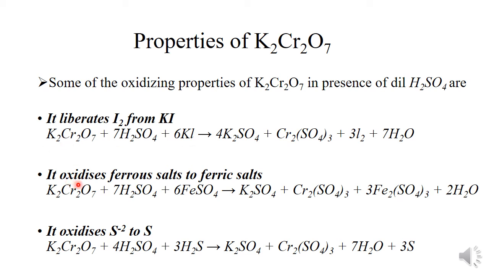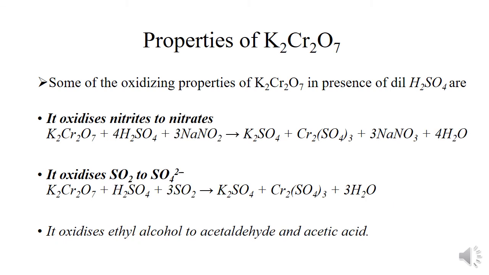So next, it also oxidizes ferrous salts to ferric salts. It is clear from this equation that ferrous salts in the presence of sulfuric acid, when treated with potassium dichromate, get converted into ferric salts. Similarly, potassium dichromate oxidizes sulfide ions to sulfur and nitrite to nitrates, and similarly it also oxidizes ethyl alcohol to acetaldehyde and acetic acid. So this is all about its oxidizing properties.